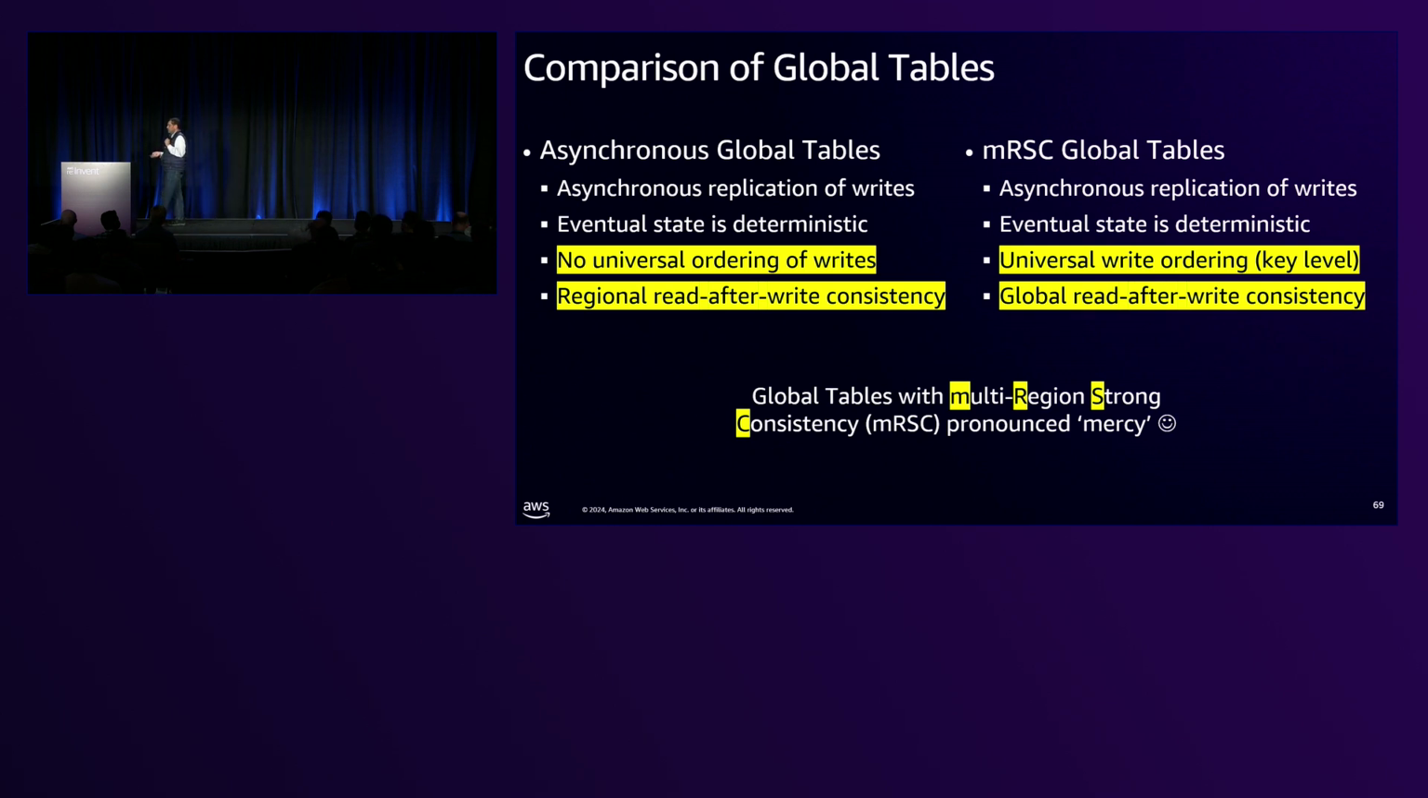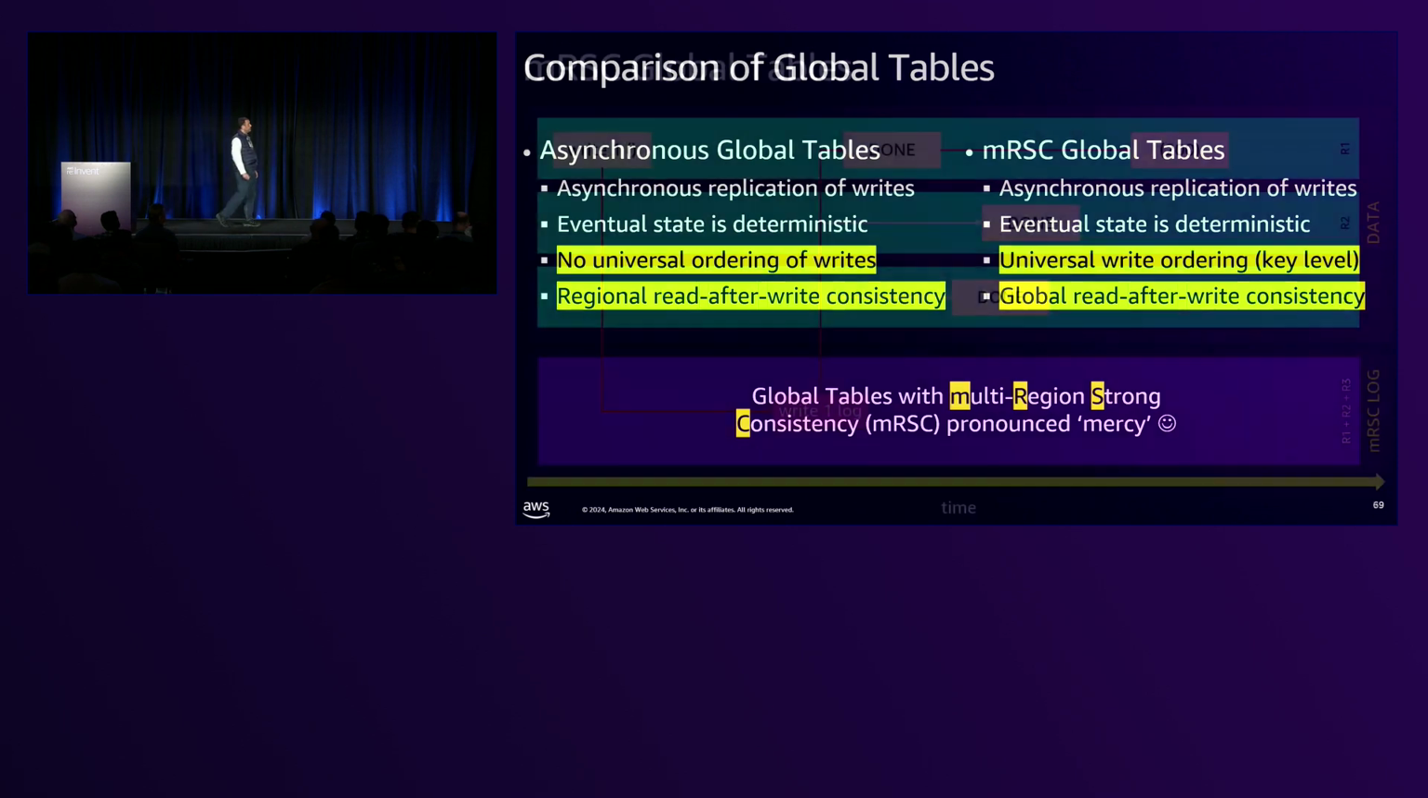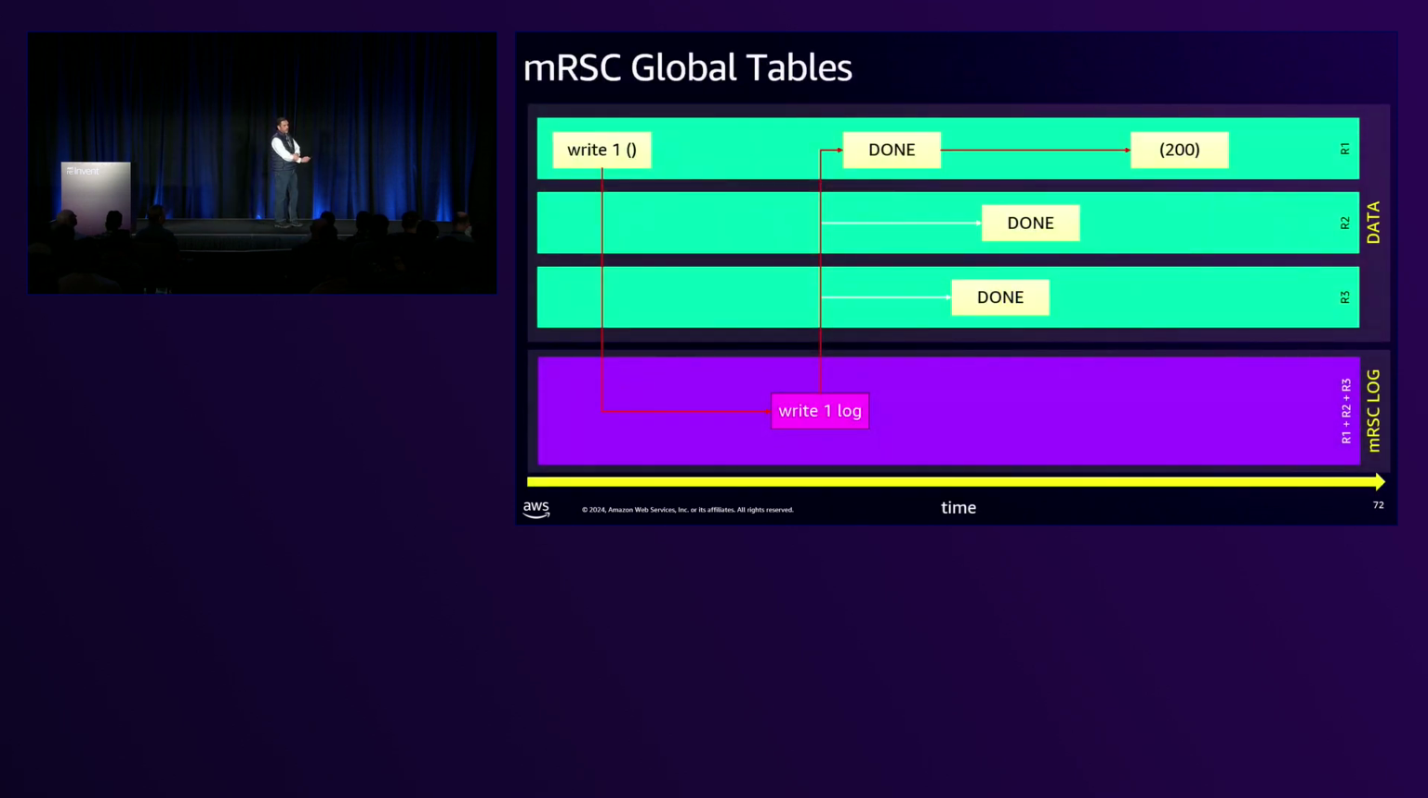So, multi-region strong consistency is a mouthful. MRSC is a little bit easier to pronounce. I'm just going to call it MERCY. If you built applications with asynchronous global tables, you'll realize it's really merciful to have this one. So, MERCY global tables. And here's how it works.